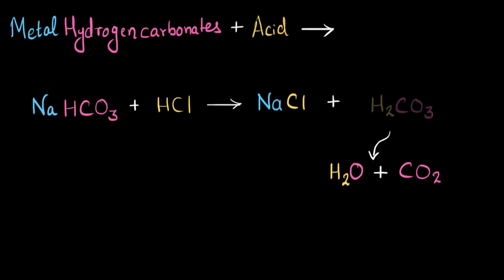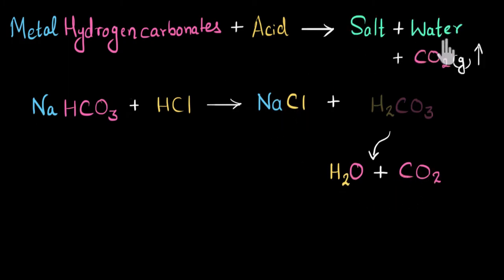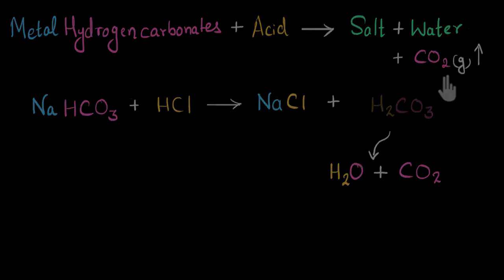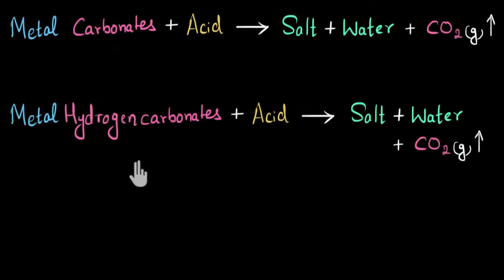So we can say that in general, metal hydrogen carbonates react with acid to give salt, water and carbon dioxide. Salt, water and carbon dioxide gas is released. So we saw that in general, metal carbonates and metal hydrogen carbonates both react with acids to give salt, water and release carbon dioxide gas.